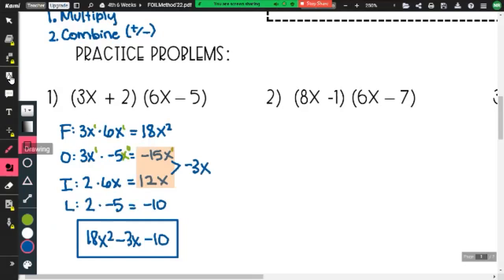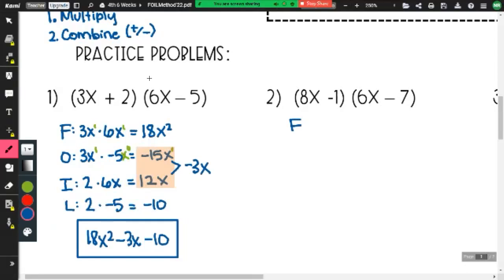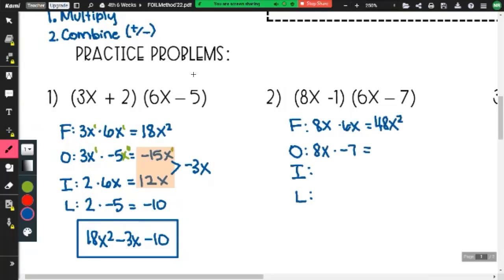All right, let's do this again. FOIL, F-O-I-L. All right, first with first, 8x times 6x. 8 times 6, 48. X times x, x squared. Outside, 8x times negative 7. 8 times negative 7, negative 56. X with no x is just an x. Inside, negative 1 times 6x, negative 6x.